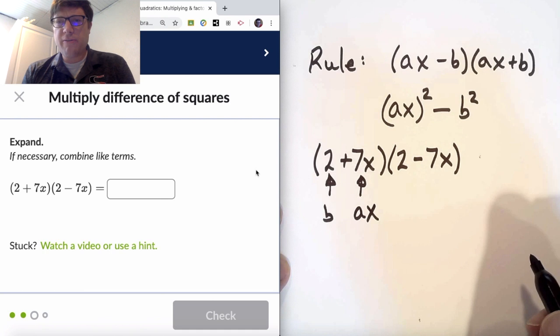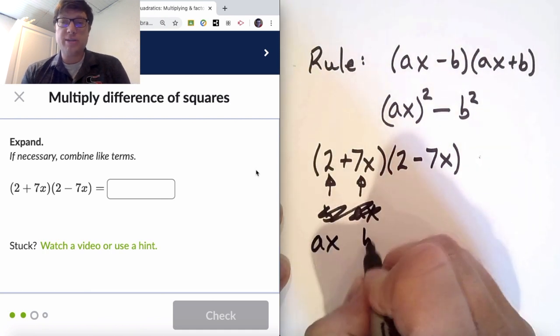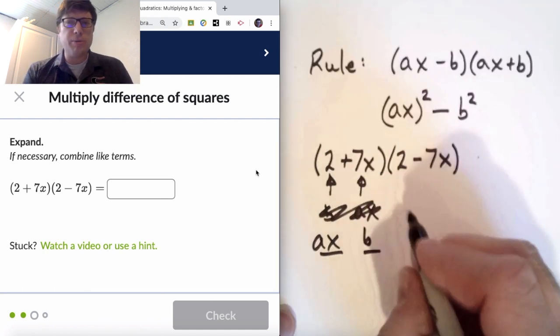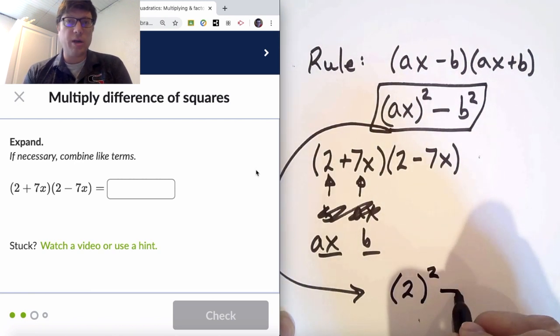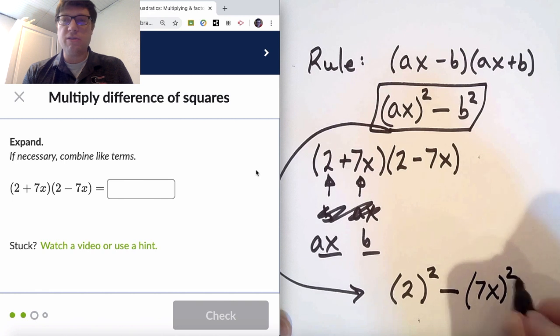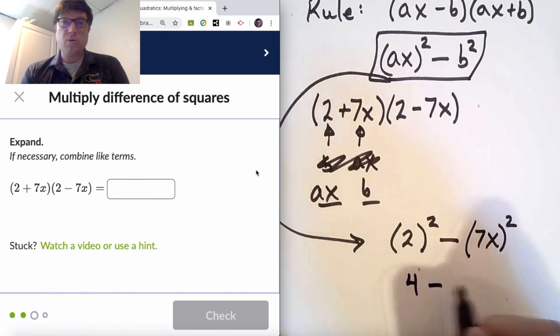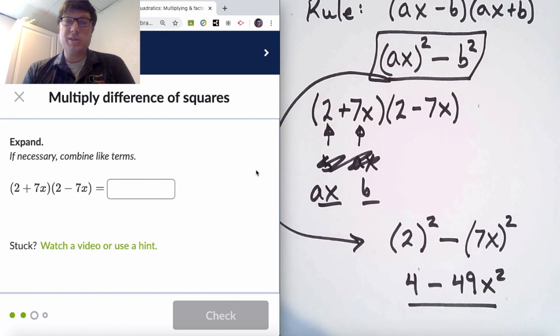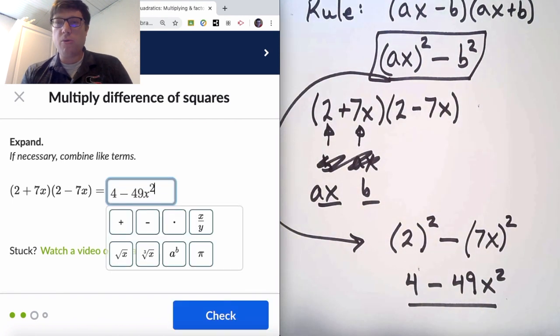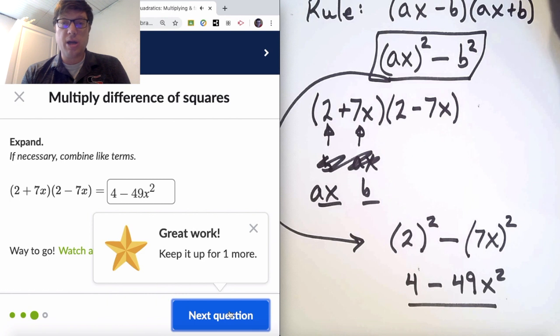Here, I guess I've got it flipped backwards. I've got 2 plus 7x. I want to keep that same structure. You still need to put the 2 squared in the front and the 7x, quantity squared, at the end of the expression, so that way we keep our minus signs appropriate. Otherwise, the minus sign would be on the wrong number. But 2 squared is 4, and 7x squared is 49x squared.